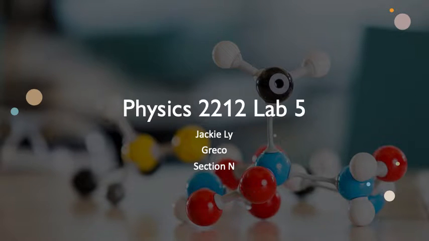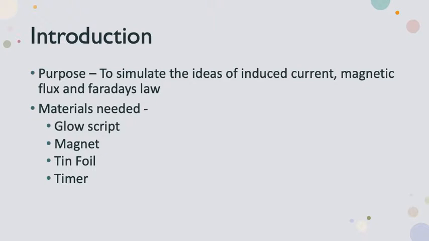2212 Lab 5 presentation. The purpose of this lab is to simulate the ideas of induced current, magnetic flux, and Faraday's law. The materials needed for this lab are GlowScript, the coding program, a dipole magnet, a roll of tinfoil, and a timer.